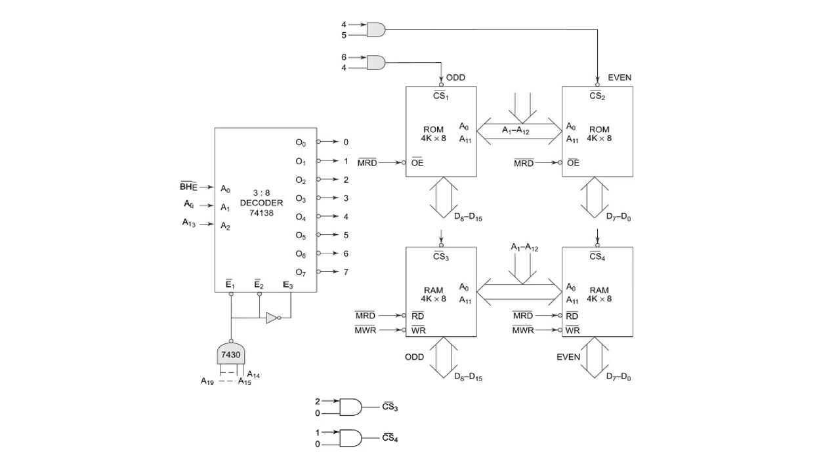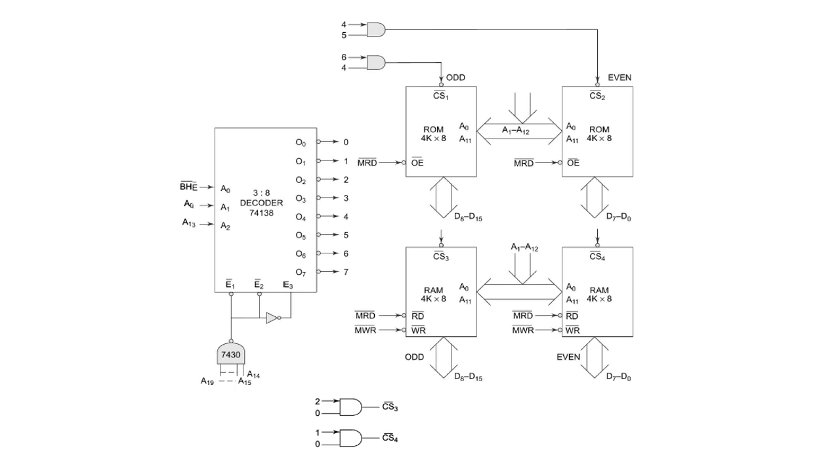Now, as we said in the previous slide, when the value of A13 is 0, A0 is 0 and BHE bar is 0, that means the RAM has to be selected, and both the even addressed memory bank and the odd address memory bank of the RAM have to be selected, because there has to be a word transfer on the data bus D15 to D0. So as we see, the decoder will then select the output 0.